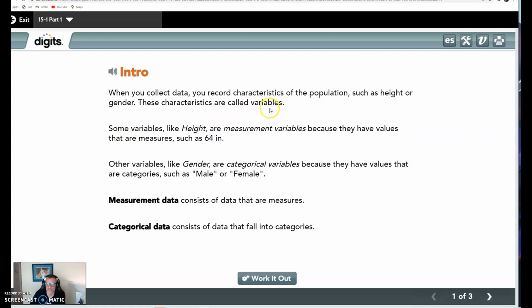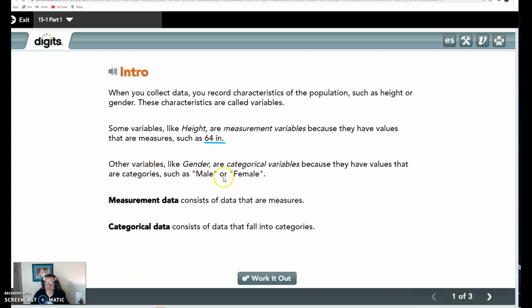These characteristics are called variables. Some variables, like height, are measurements. Right? When you figure out how tall you are, we get a tape measure and we measure it, and they have a value. Right, we actually assign a value to it. Here they say 64 inches. 64 inches, that is 5'4". Right, so that's a value. That's something that we can measure.